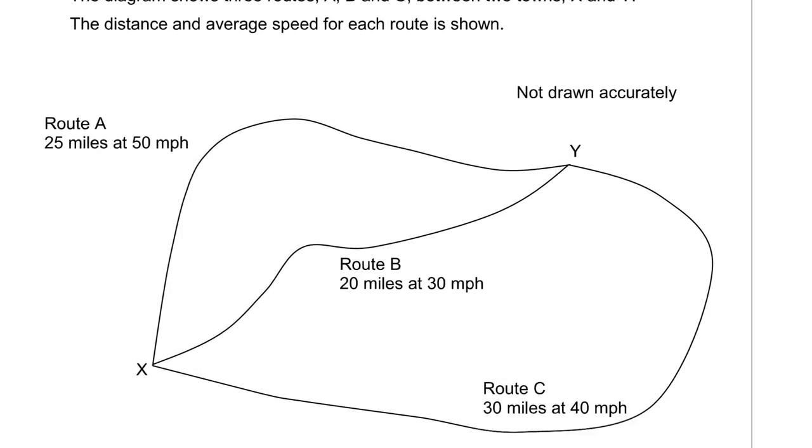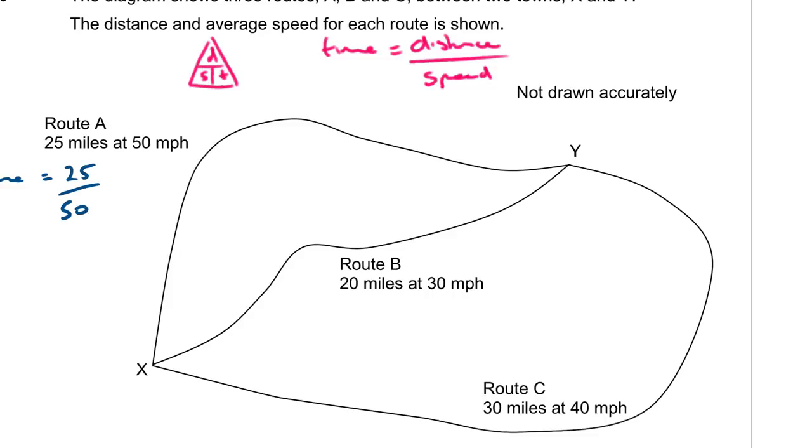Okay, so let's work these out then. You should remember the relationship between distance, speed and time. I tend to remember them as a DST triangle like that, so I can cover up one bit to work out the others. So covering up the T in the triangle shows me that time is equal to distance divided by speed. So I can now work out time taken for each of these. So time equals distance, 25, divided by speed, 50. 25 divided by 50 is a half. So that's 0.5, and the units is going to be hours, because I've got miles and miles per hour.